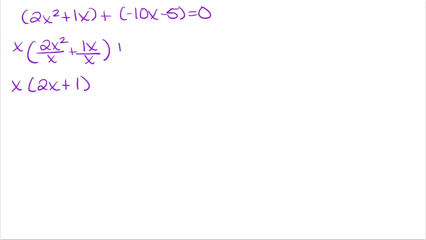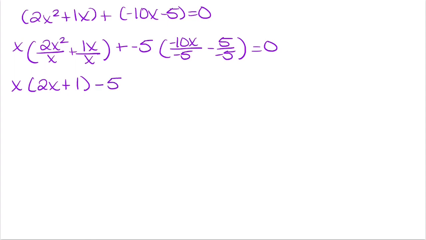Now let's go to the second set. So if we look at these two terms, the GCF is 5, but we can also just factor out a negative 5 since that first term is negative. So that's going to give me negative 10x over negative 5 minus 5 over negative 5, and that's equal to 0. So we have plus negative 5. I'm going to turn that into a minus 5. And then negative 10x over negative 5 is 2x. Minus 5 over negative 5 is plus 1.